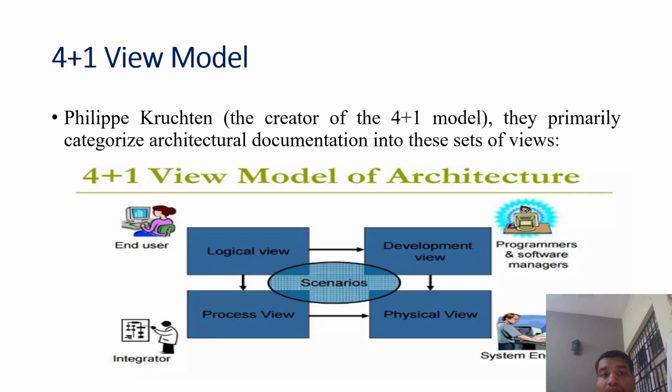Next topic is the 4+1 view model. The 4+1 view model was developed by Philippe Kruchten, the creator of the 4+1 view model, and it primarily categorizes architectural documentation into these sets of views. The first one is the logical view, then the development view, physical view, and process view. And one is the scenario. These are the parts of the 4+1 view.